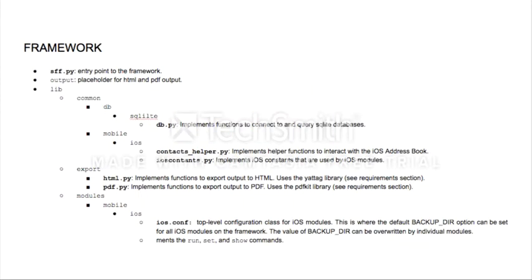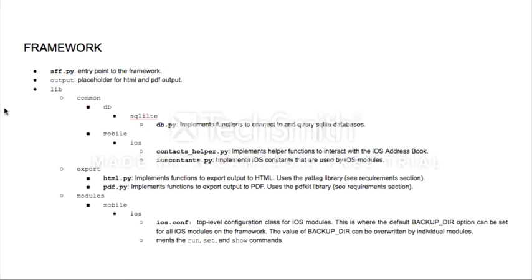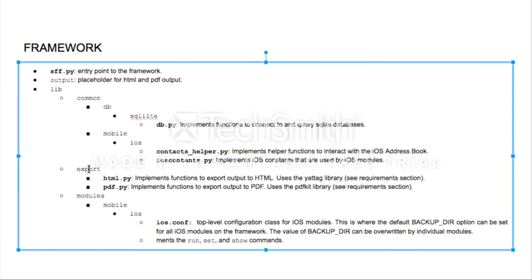This is a high-level overview of the way the code is structured. I'm not going to read all the details, but this gives you an idea of the folders that are part of the project and where to find some of the functionality. So highlighting some of the important stuff, this is the entry point to the application. Then, for example, the lib export folder contains common functionality to export output to HTML or PDF. There are some helper functions included in some of the modules here.